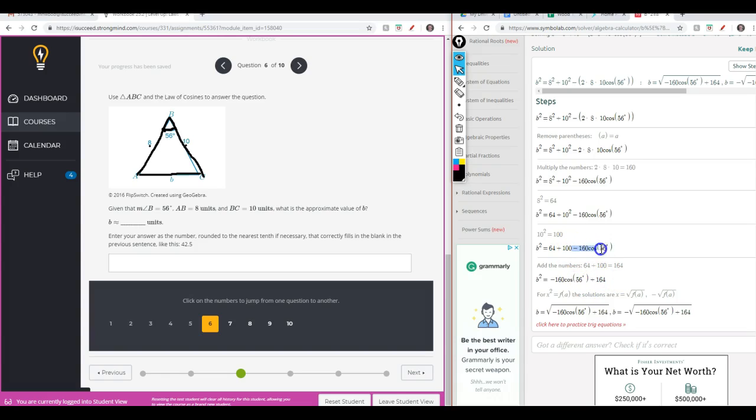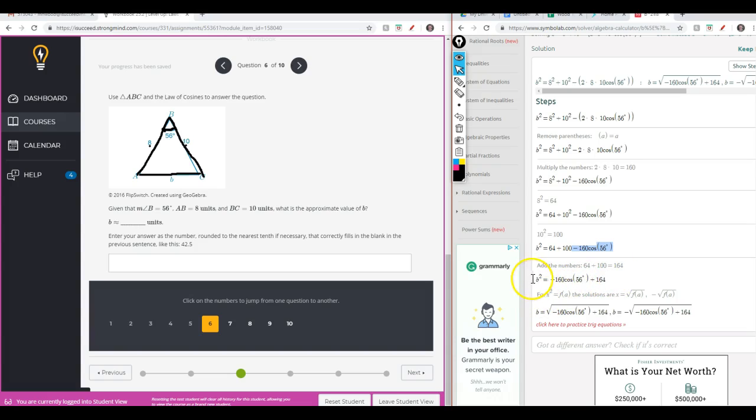And then you just put this minus 160 cosine of 56 in the front. That's fine. It's the commutative property, so you can rearrange addition and multiplication that way, and that's okay.